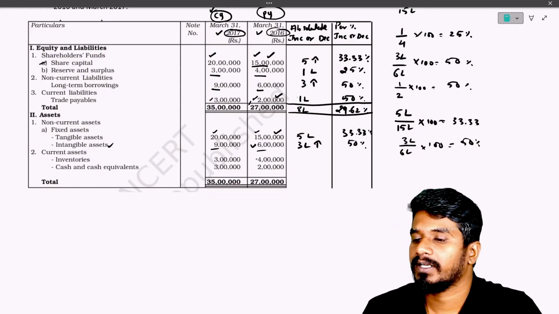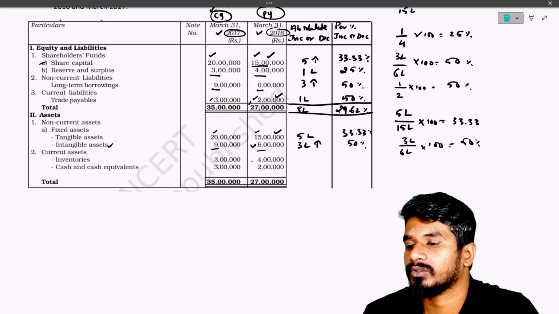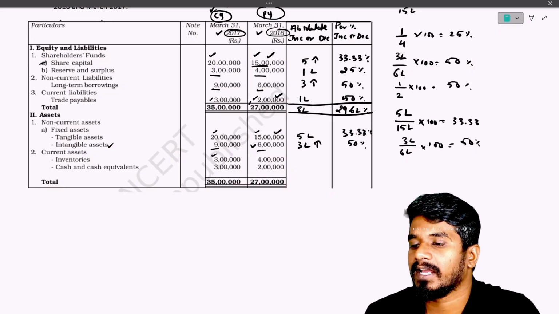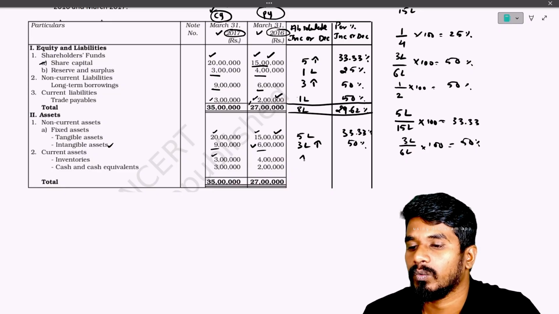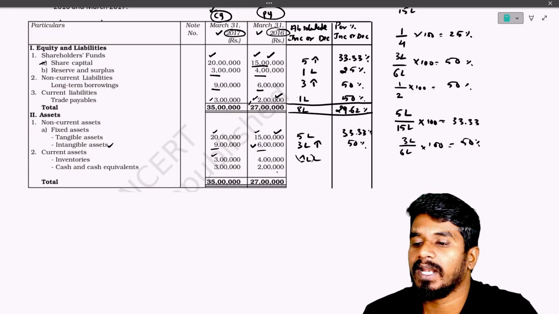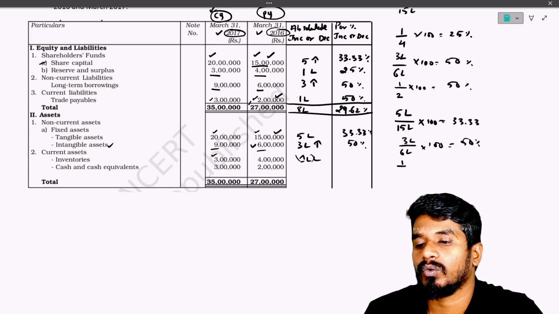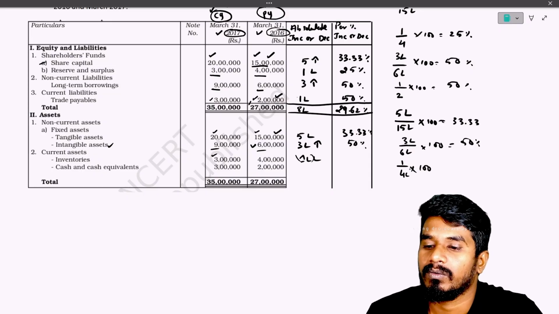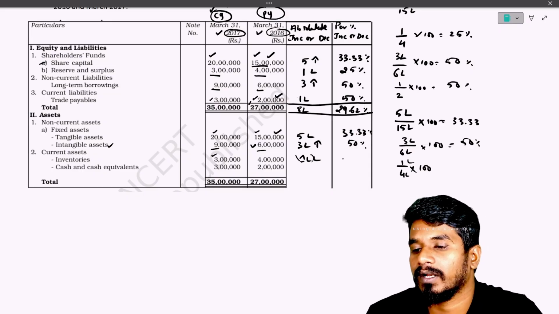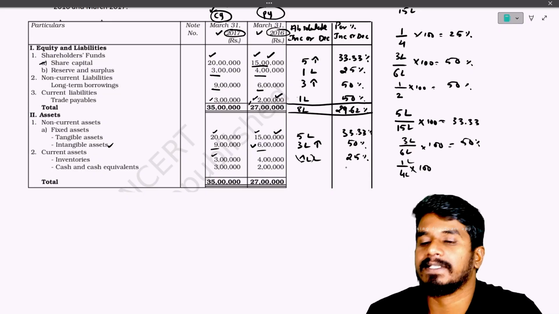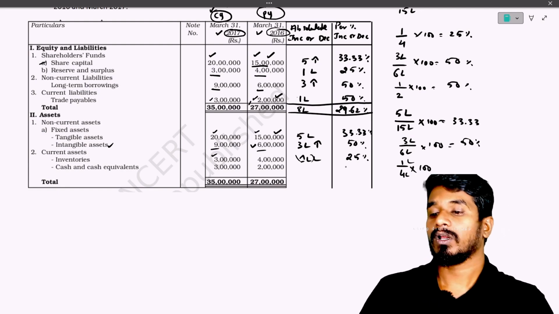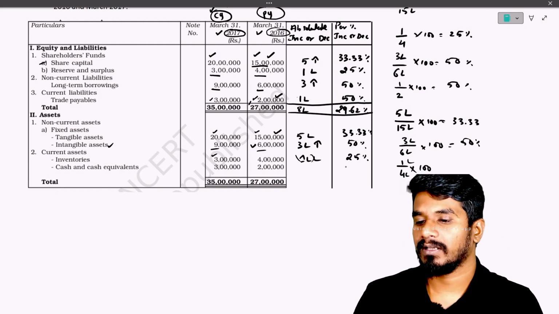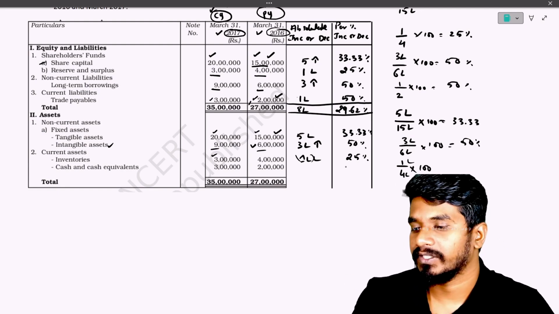Now, inventories. It was 4 lakh in 2016, and 3 lakh in 17. 1 lakh rupees decreased. So what is the percentage? 1 lakh divided by 4 lakh into 100. That is 25% is the change. So are you understanding it clearly? It is nothing. It is very easy.